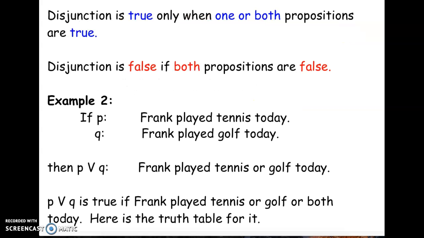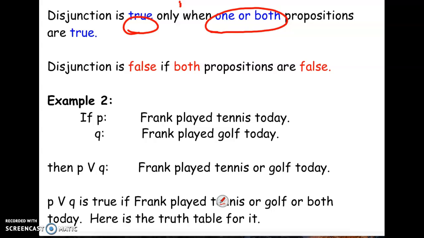All right. So here's an example of a disjunction. Disjunction is true only when both of them are true or one of them is true. So again, highlight. Disjunction is true when one or both are true.